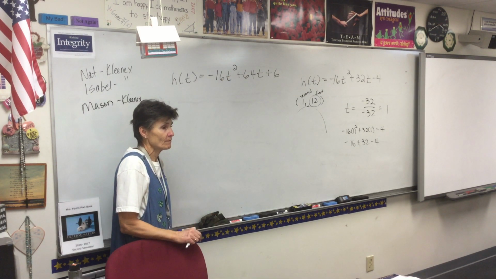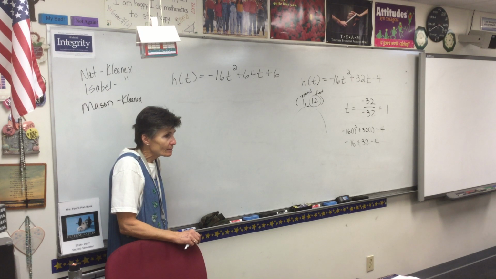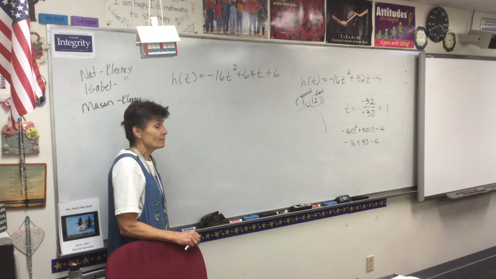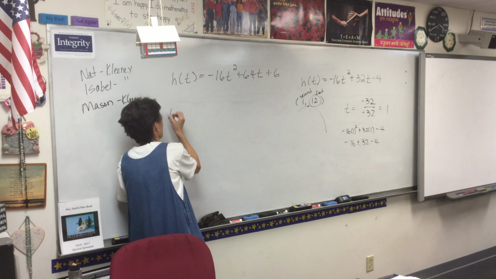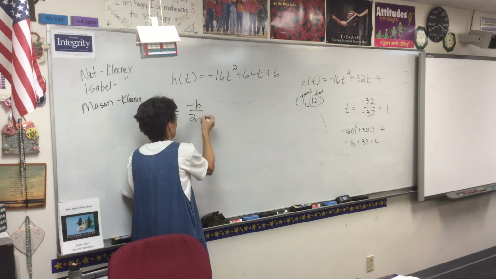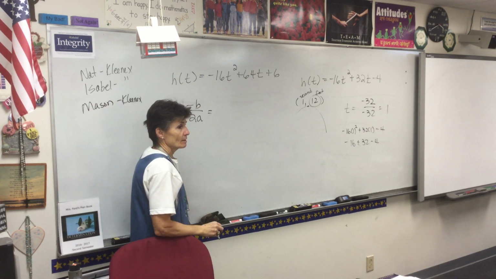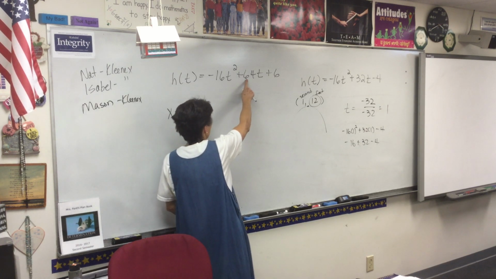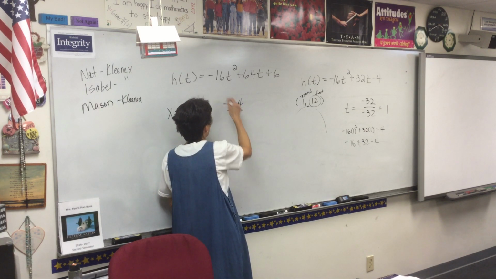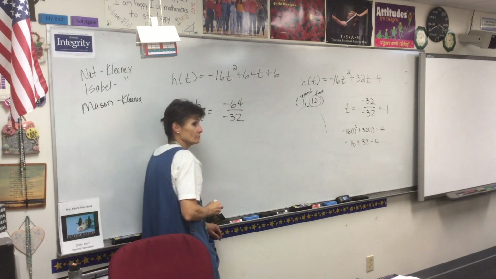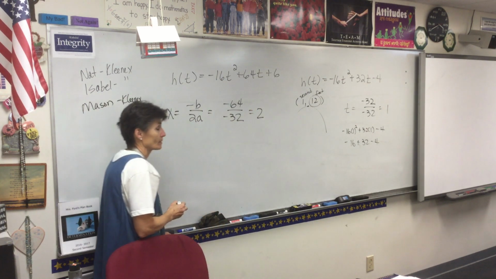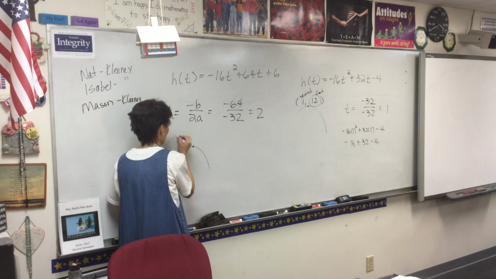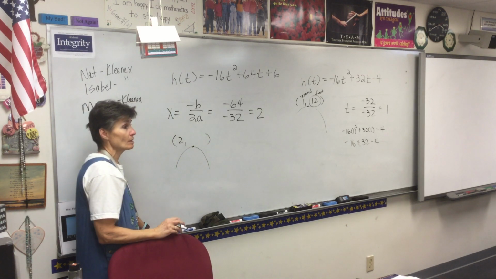So what's our little formula for the vertex? Well, it wouldn't be 64 over 64. What's the formula? X equals negative b over 2a. So for this problem, it's negative 64 over negative 32, which is 2. So the vertex of my parabola is at 2 comma something.